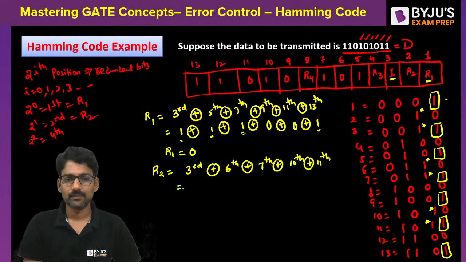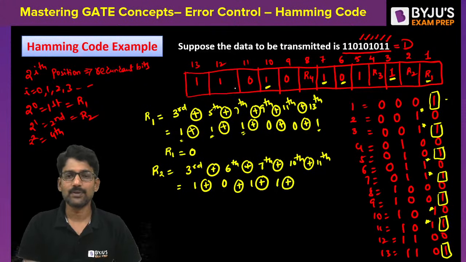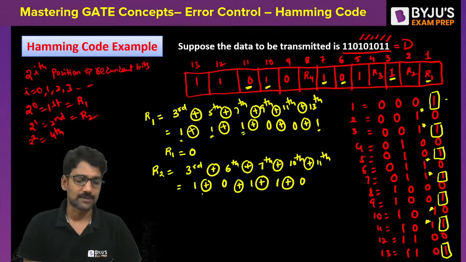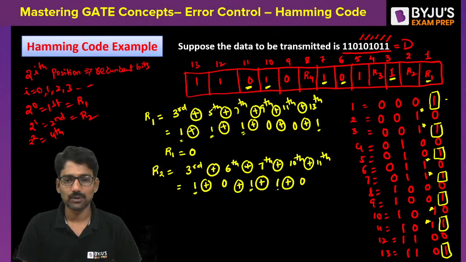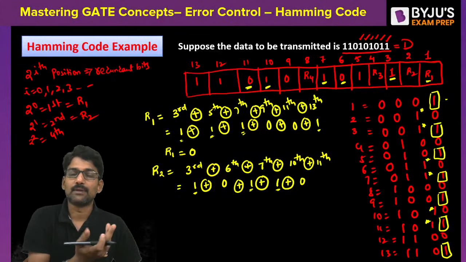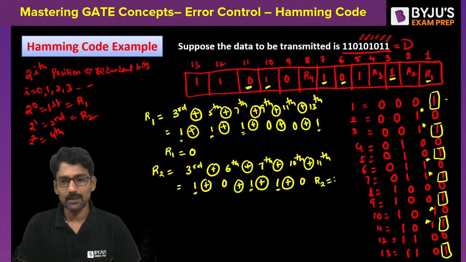Now 3rd position is having 1, 6th position is having 0, where you have to check here. 7th position is having 1, 10th position is having 1, 11th position is having 0. Now count the number of ones. 1, 2, 3. 3 ones are there, which is an odd number. So for an odd number of ones, what output does XOR give? 1. So R2 will be 1.